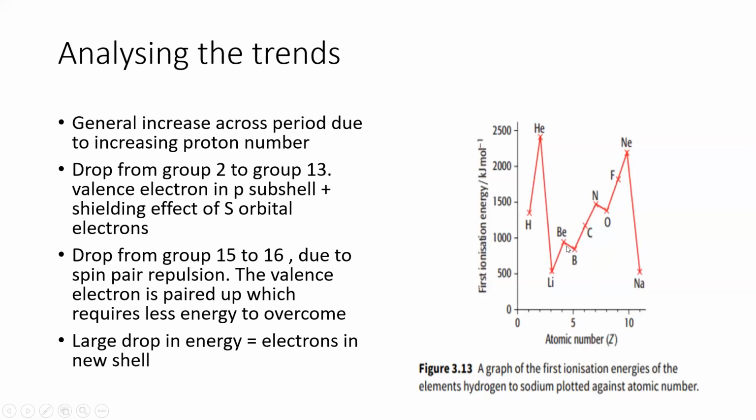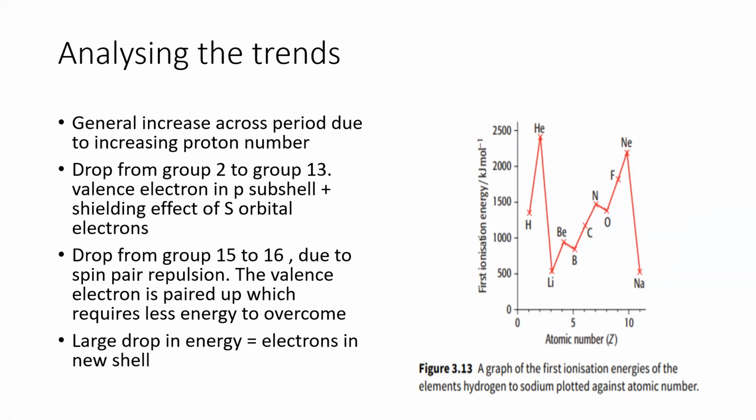First is from beryllium to boron, or group 2 to group 13. Be aware that it's group 13, not group 3 anymore, because we have transition metals. The valence electron in the p orbital is further away from the nucleus as compared to the s orbital, and the s orbital shields the electron in the p orbital. So the electron in the p orbital feels less of the attraction from the nucleus, and hence it's easier to overcome. The other one is from group 15 to group 16, between nitrogen and oxygen.